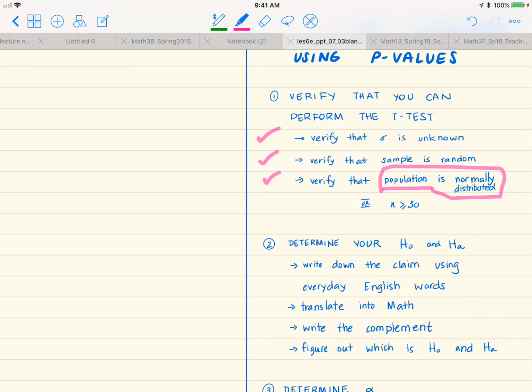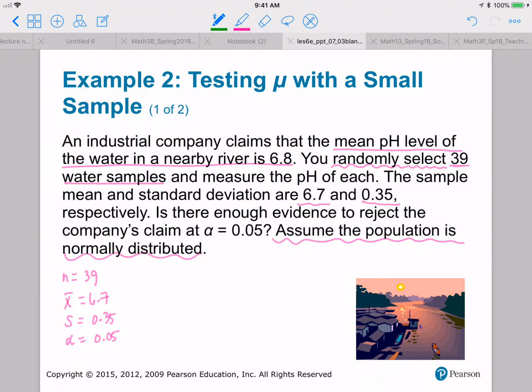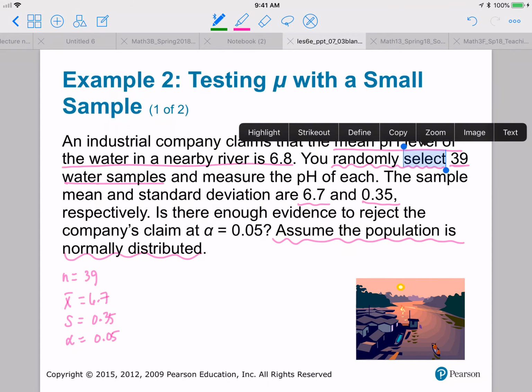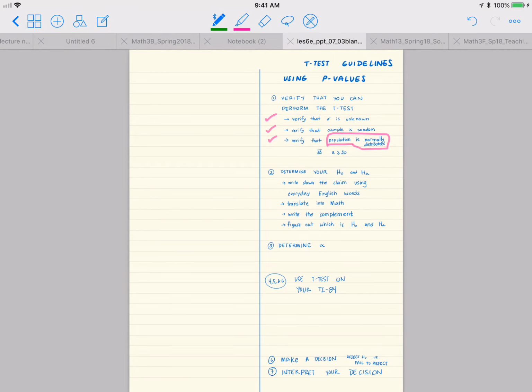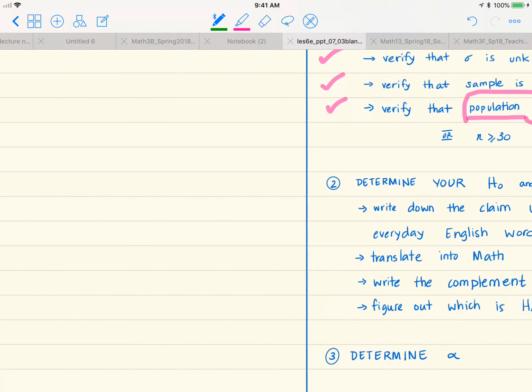All right. So looking at here, verify you can perform the test. Sigma is unknown. Yes, we know that because we were only given s. Verify that the sample is random. Yes, that's written in the problem. And verify that the population is normally distributed or n is greater than or equal to 30. We were told to assume that the population is normally distributed. Okay, so now we are ready to go.